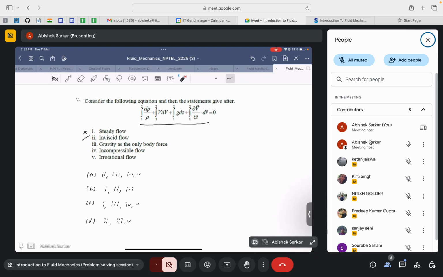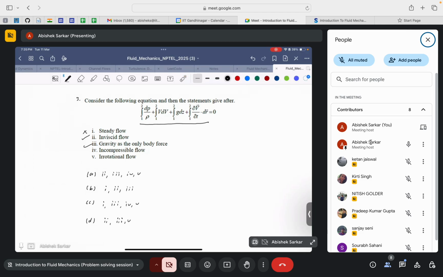Thank you. Yeah. So gravity is the only body force, because there is no mention of other types of body forces such as electromagnetic or magnetic forces. So this is the only body force here. Electric potential and these kinds of forces are not mentioned. So the only body force is the gravitational force here. Okay, then so this is correct again.